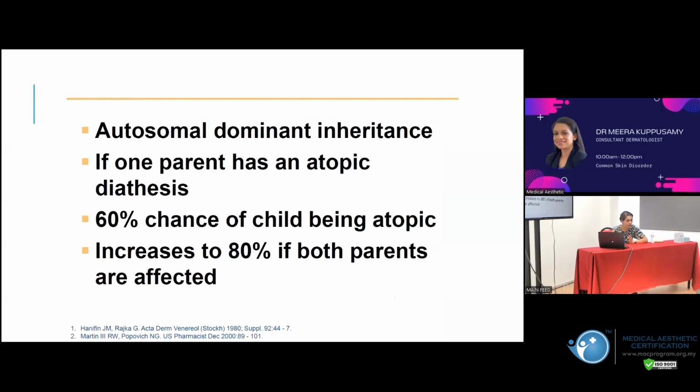It is autosomal dominant. So if one parent has it, there is around a 60% chance of the child having atopy, all the types of atopy. If both parents are atopic, 80% of the time the kid will have an atopic disease.